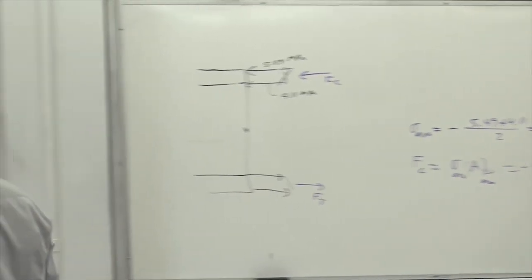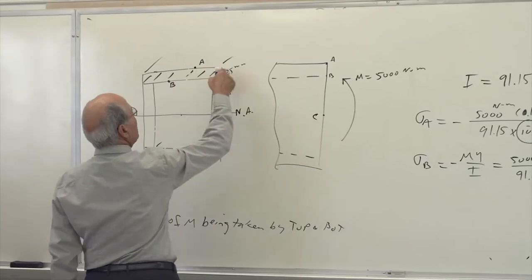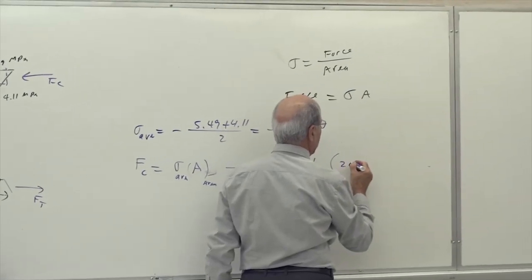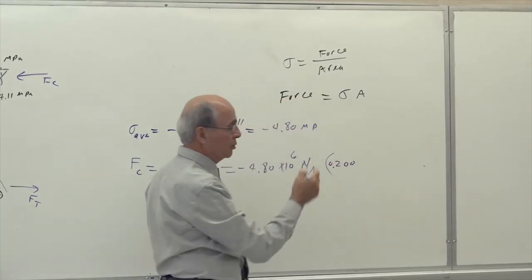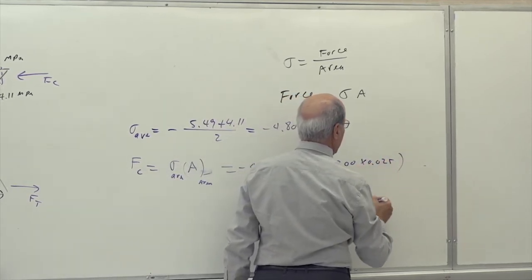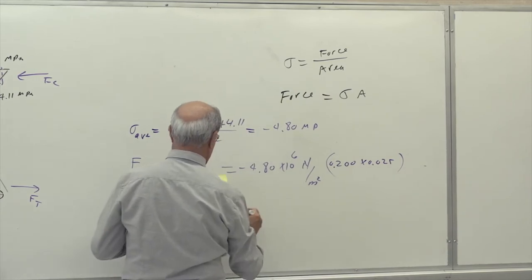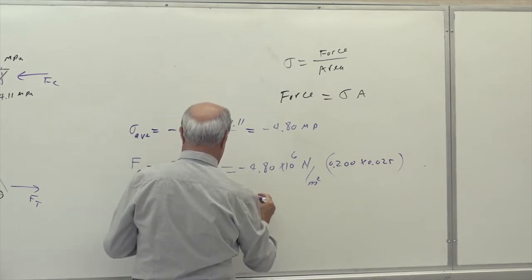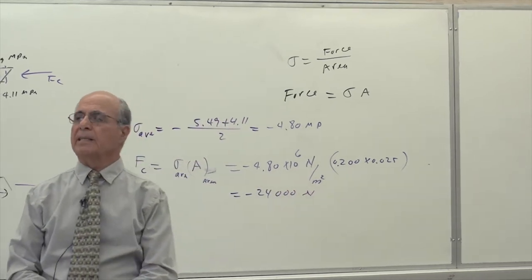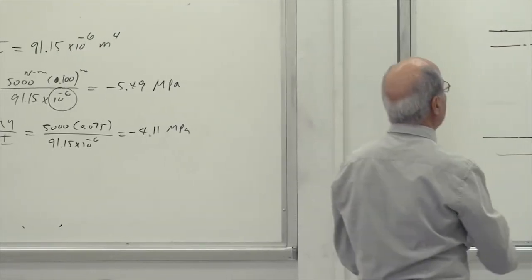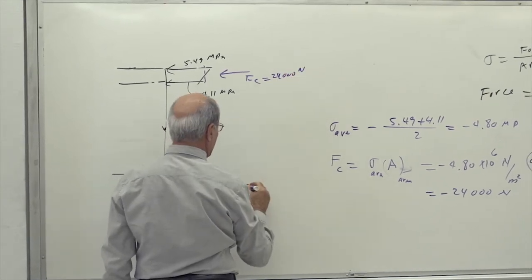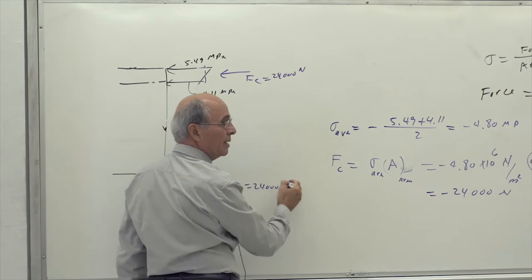So how much area do we have there? It is 200 by 25. That's simple enough. Now that you get the idea, you understand what I'm saying. That's 200. Of course, you have to put it in meters, so meter square, multiplied by 0.025. And the answer becomes equal to minus 24,000 Newton. Exactly. So this force is 24,000 Newton going in. This force is 24,000 coming out.